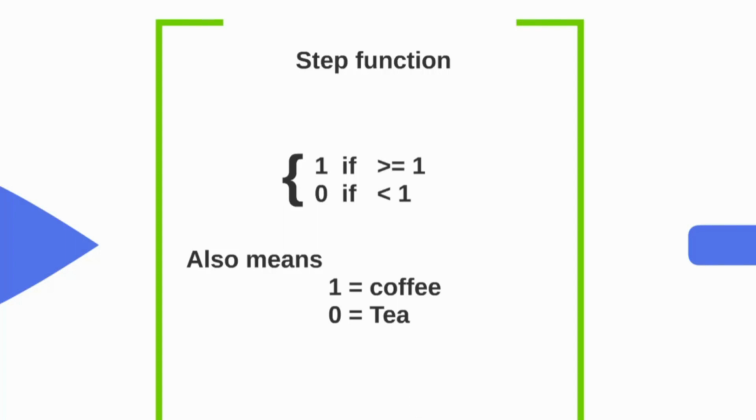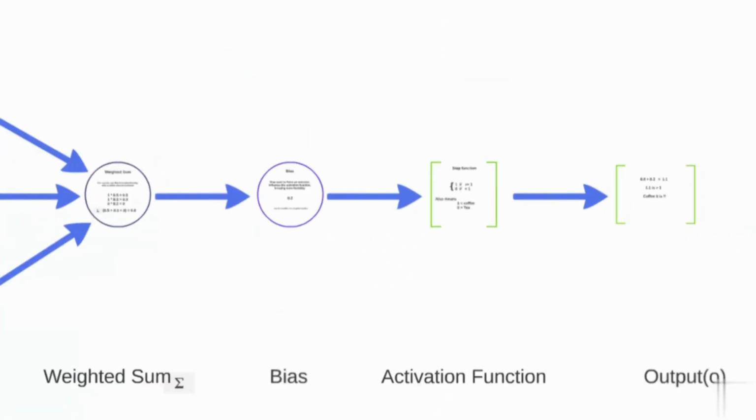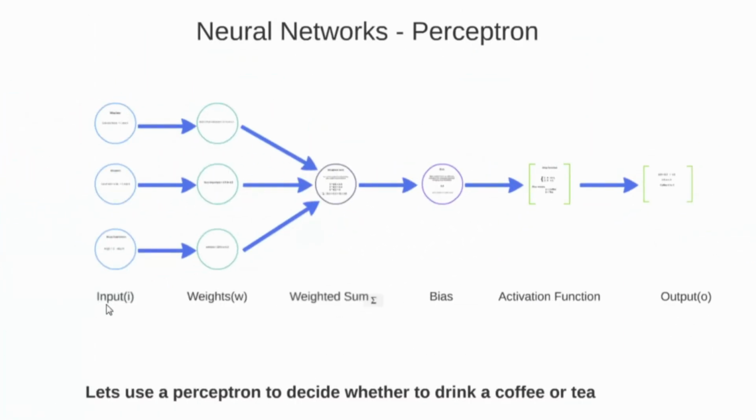Now let's zoom out and take a look at it again. So we have inputs, which is basically the parameters. Next, we have the weights, which is the importance given to the input parameters. Then we have a weighted sum, which is basically the combination of input and the weights. Then we have a bias, which is added to the weighted sum. The next stage, we have the activation function. So this function basically classifies the output into a binary fashion.